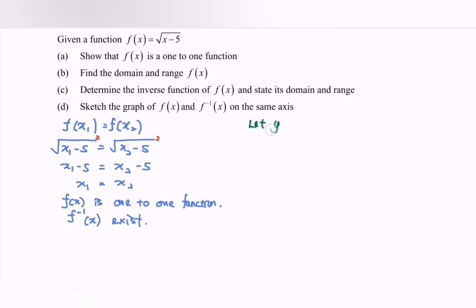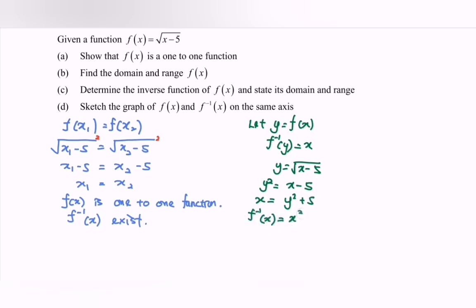Let y equal f(x), so f inverse of y equals x. So y equals the square root of x minus 5. Square both sides, then we have y squared equals x minus 5. Continue, x equals y squared plus 5. So f inverse of x is x squared plus 5.